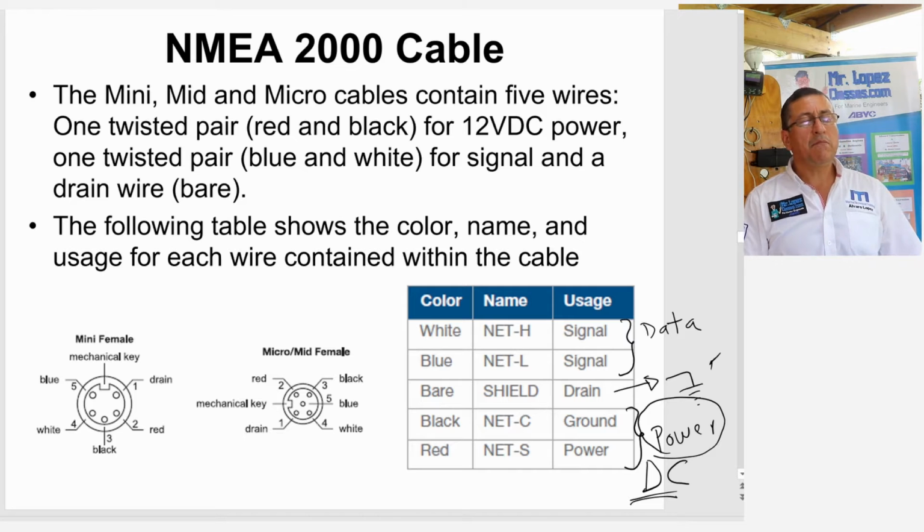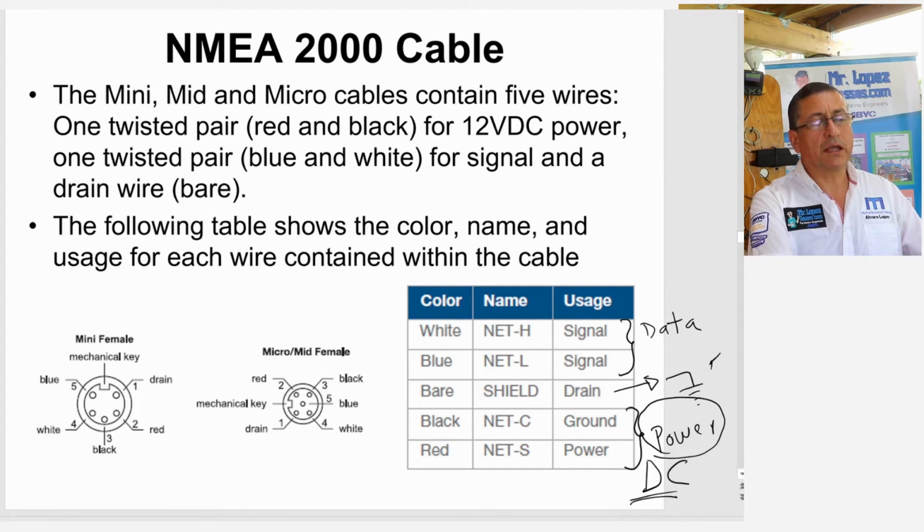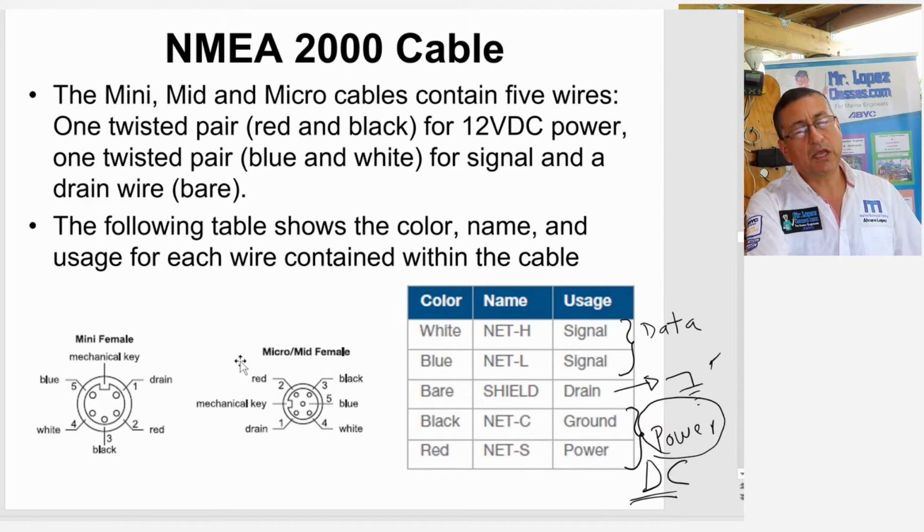Alright, the mini, mid and micro cables contain 5 wires. 1 twisted pair, red and black, for the power. 1 other twisted pair, blue and white, for the signal, and 1 drain wire, a bare wire, in order to drain excessive interference, excessive noise, and excessive current. The following tables show the color, the name, and the usage of each wire inside the cable.